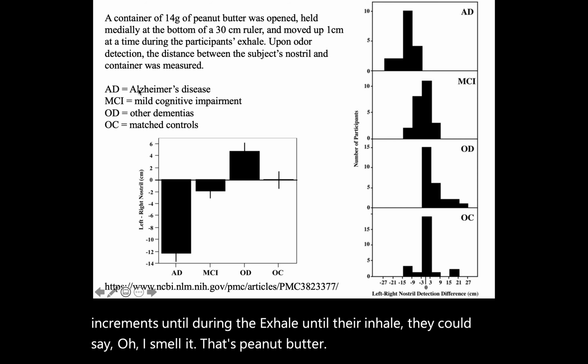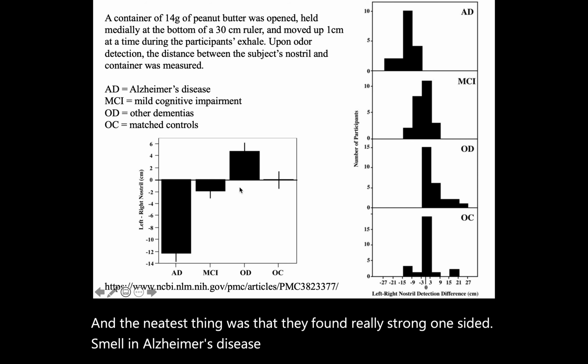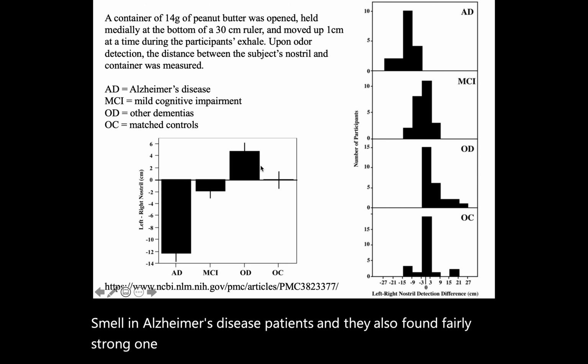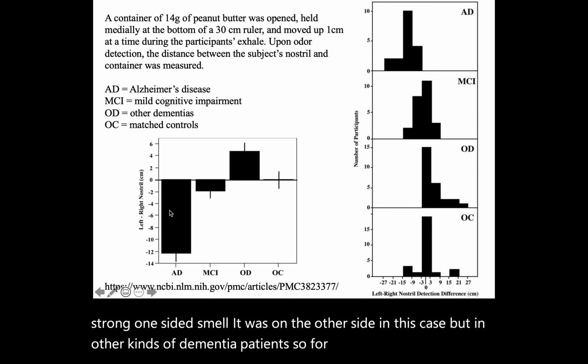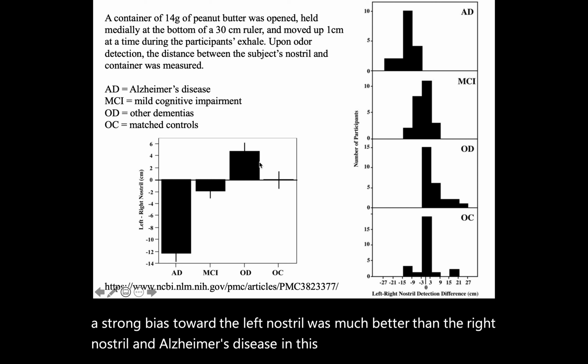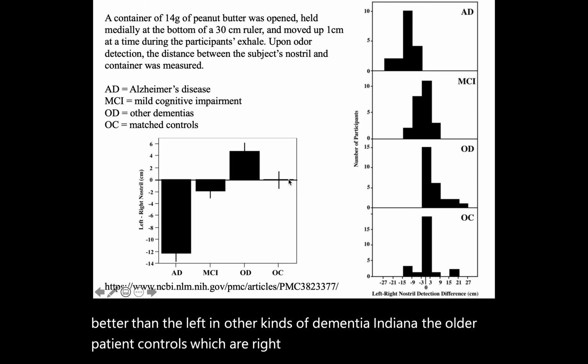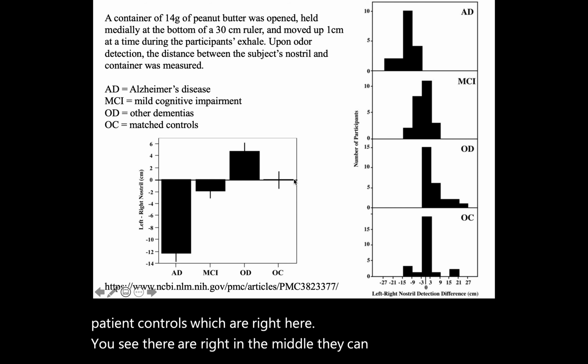And the neatest thing was that they found really strong one-sided smell in Alzheimer's disease patients. They also found fairly strong one-sided smell in other kinds of dementia patients, but on the other side in this case. For whatever reason, there was a strong bias: the left nostril was much better than the right nostril in Alzheimer's disease in this study, and the right was better than the left in other kinds of dementia. In the older patient controls, which are right here, you can see they were right in the middle. They can smell equally at an equal distance.